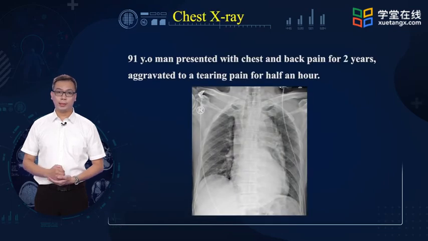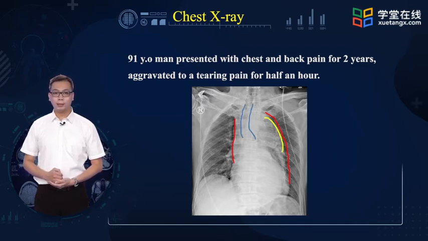Let's go back to the case presented at the beginning. The chest film shows a change in the morphology of the thoracic aorta. The widened mediastinum, enlarged aortic knob, and tracheal deviation can be seen. The findings are of moderate sensitivity in aortic dissection.